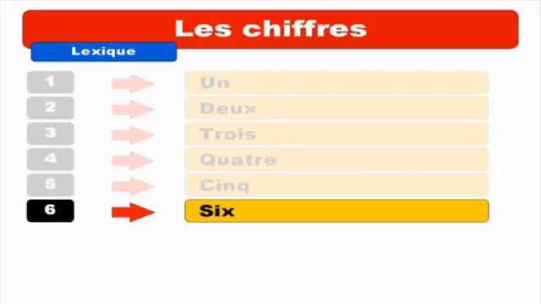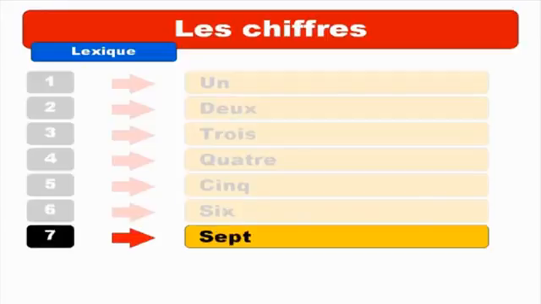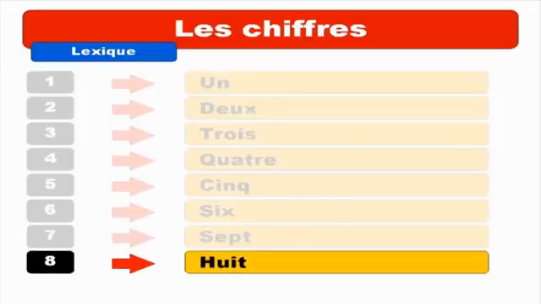Okay. And then six. So it's actually quite strange because it's ending with this X, but then the final sound is S. So you get this six. Repeat. Six. Okay. And then sept. Okay, so the P between E and T is not pronounced, so you get this sept. Repeat. Sept.